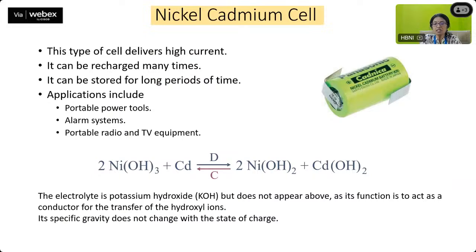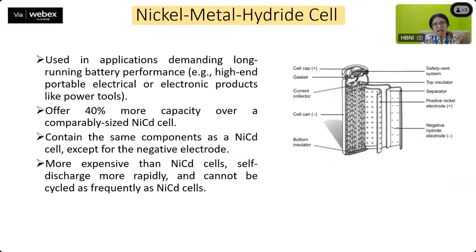The biggest problem with nickel cadmium is the cadmium, because cadmium is very toxic, so we want to avoid the cadmium part. That is why this new technology came, which is the nickel metal hydride cell. It is used in applications which demand very long-running battery performance.